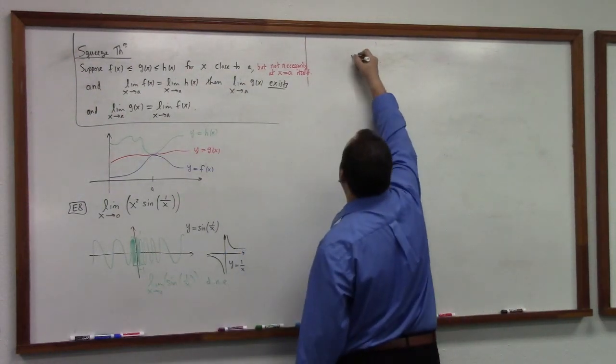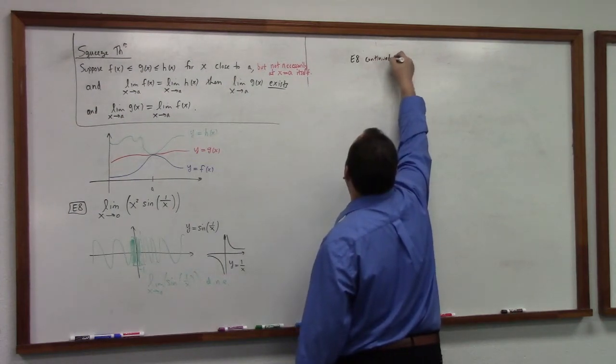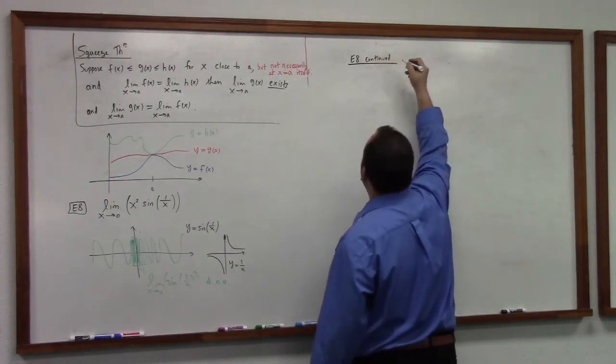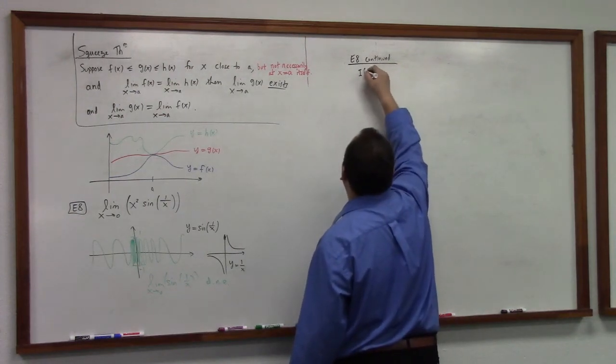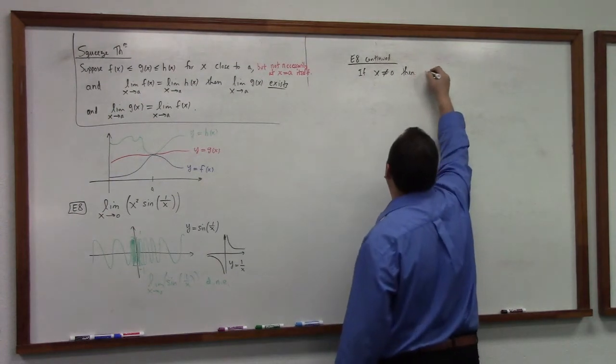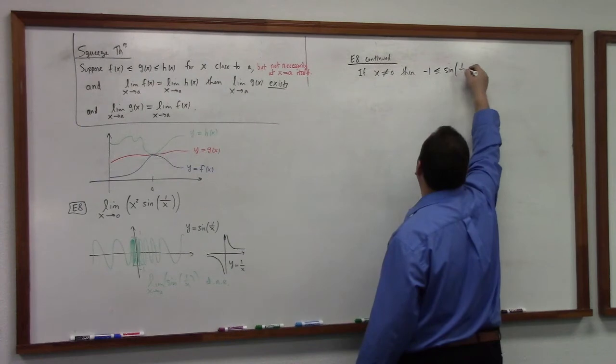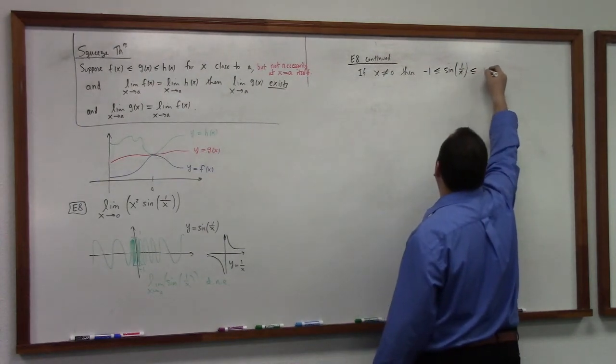So continue example 8 over here. So here's how I usually do it. I go, okay, well, sine of 1 over x. If, this is critical, if x is not equal to 0, then minus 1 is less than or equal to the sine of 1 over x is less than or equal to 1.